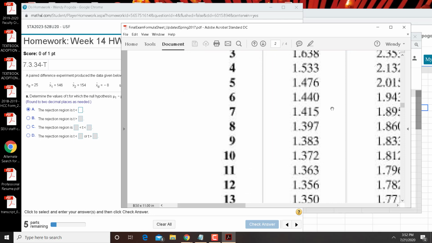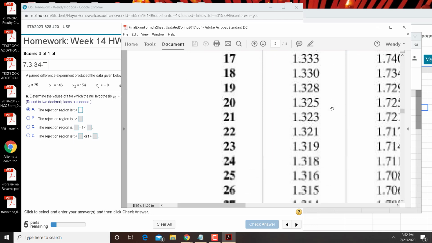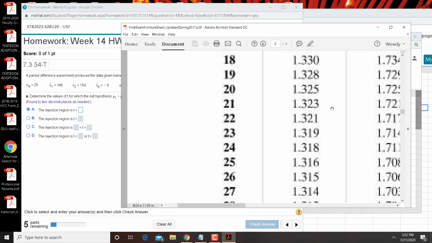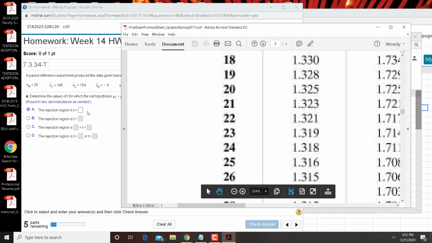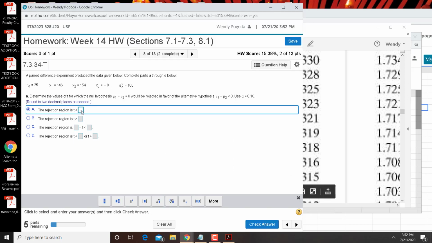Our degrees of freedom is going to be our sample size, which is 25, minus 1, because, again, it's exactly the same thing as doing a regular t-test. So our test statistic is 1.318, but actually it's the negative of that because we're doing a lower tail test. So it's going to be negative 1.318. And it says round to 2 decimal places, so negative 1.32.